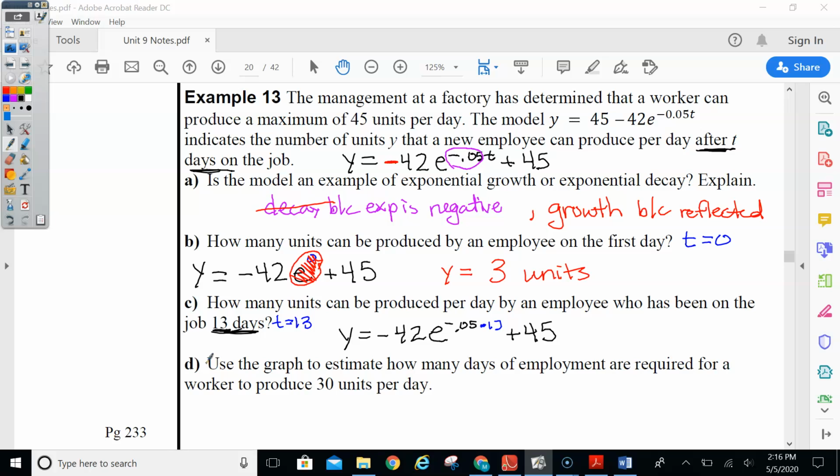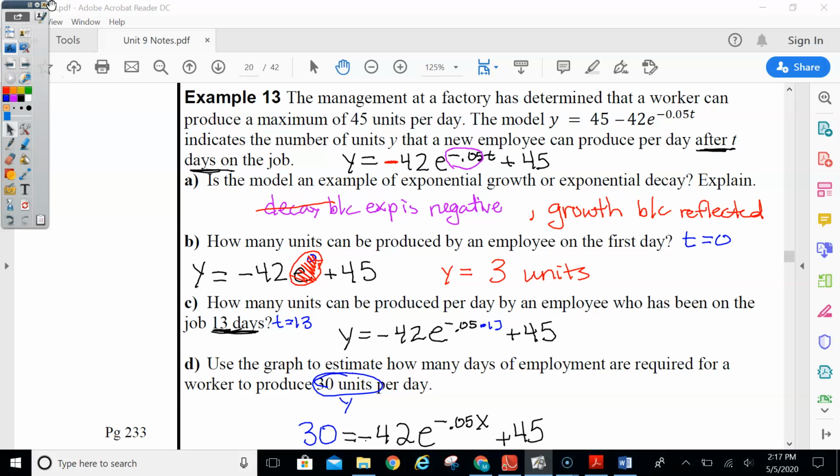Okay. So then the last one, we're going to use the graph to find the intersection again to figure out how many days of employment are required for a worker to produce 30 units. So the 30 units here is giving me the y. So we're doing 30 equals this equation, negative 42 e to the negative 0.05 x, because that's what I'm looking for, plus 45.